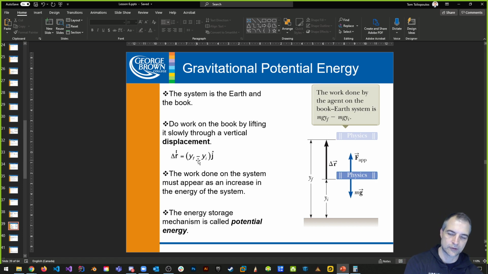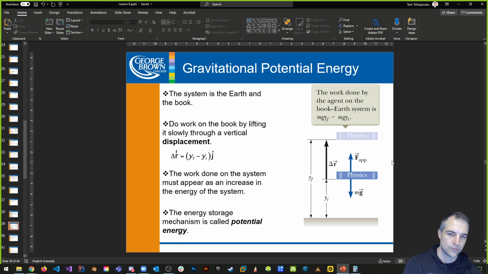The displacement vector across the y-axis, so y final minus y initial times the j component. We can say that the displacement is directly proportional to the potential energy that's being stored in the system. So in other words, if I raise an object off the ground, if that object has the potential to fall, I'm in effect storing potential energy inside of it.